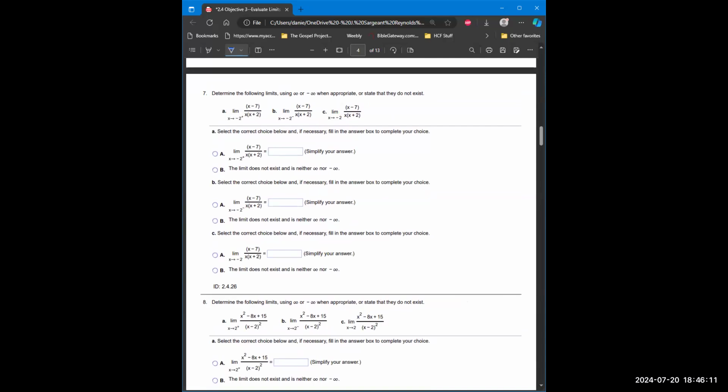Now we're going to get close to negative 2 from the right. So that's going to be a negative, and positive. That's going to be a positive infinity. Get close to negative 2 from the left. That's negative, negative. That's negative infinity. And that limit's not going to exist.